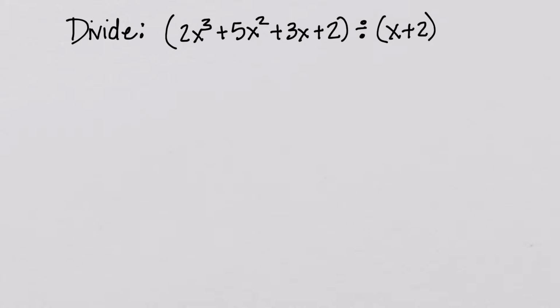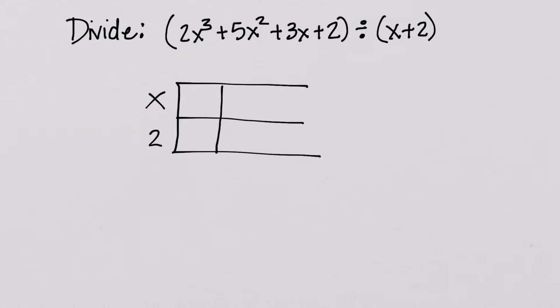So we'll first start off by putting a place for our x plus 2. Now we know that in the first space of our generic rectangle we would have 2x cubed. So the first job is to figure out what do we multiply x by in order to get 2x cubed? Well, that would be 2x squared. So now we take that 2x squared and multiply it by 2. And that will be 4x squared.